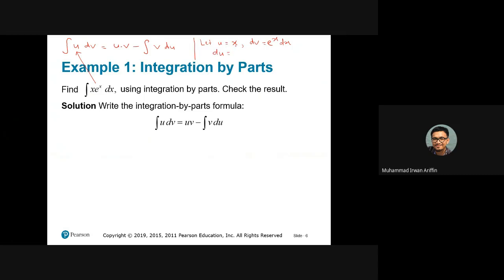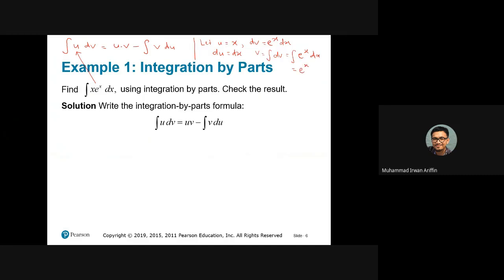So du would be, well, if we differentiate this, we get du equals dx. And v would equal, we have to integrate this, right? So we're basically integrating this in order to get v. So we simply need to integrate e^x dx. Okay, e^x dx. And what is this? So apply the formula for the exponent. So this is simply e^x. V equals e^x, right?